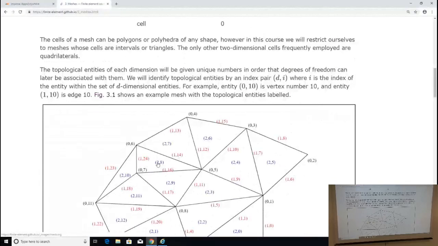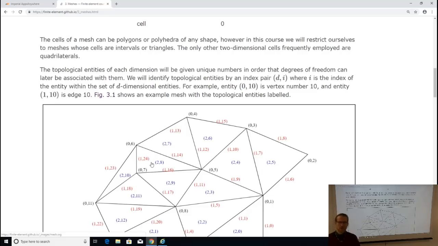So armed with that, what you have are cells in a mesh which are polygons or polyhedra of any shape. And remember, at the moment, we're not yet concerned about geometry. So at this stage, we don't have to care whether or not the edges are straight. We don't care, right? Because they're just connected up. So they're polyhedra of any shape.